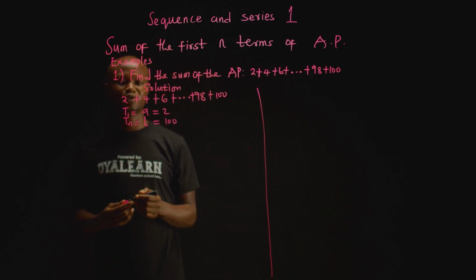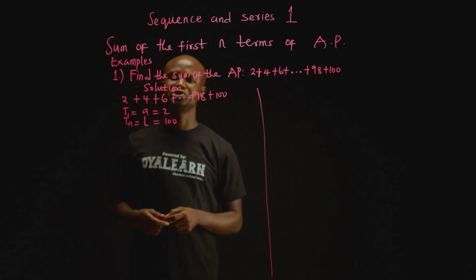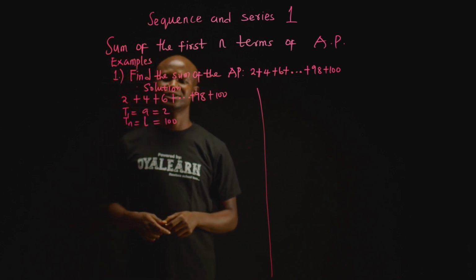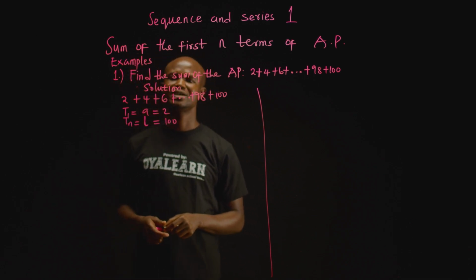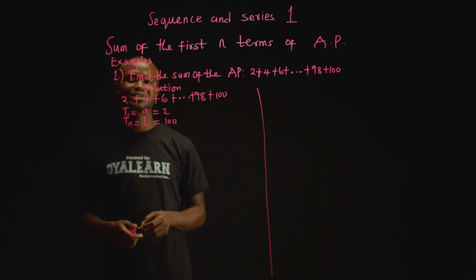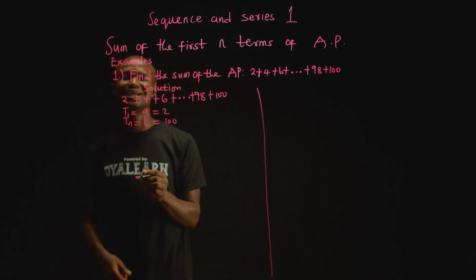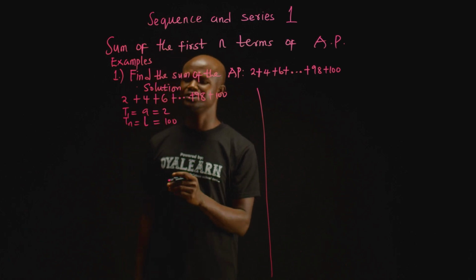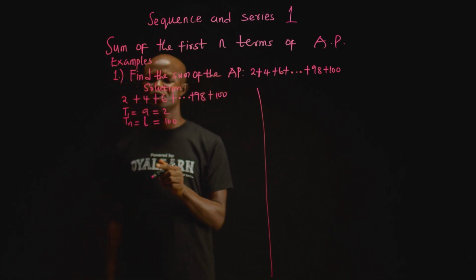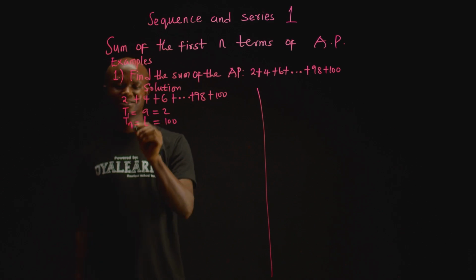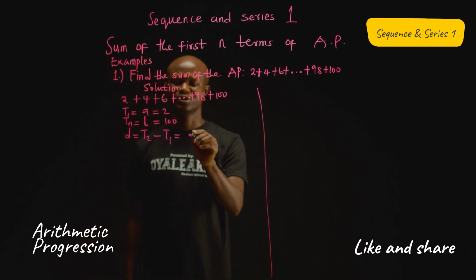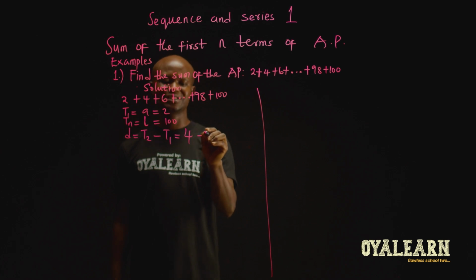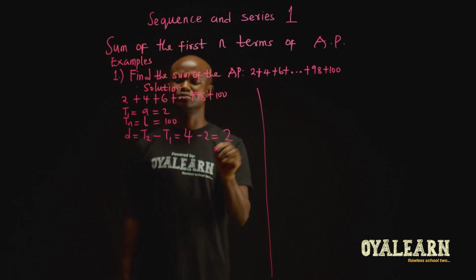So for us to find the sum of the AP, the first thing we need to do is get the number of terms in this AP. We need to know the number of terms in the AP. Now from this question, we can determine the common difference. What will be the common difference? We know that D will be equal to T2 minus T1. And what is T2? That is 4. Then T1, that's 2. 4 minus 2, we have 2.